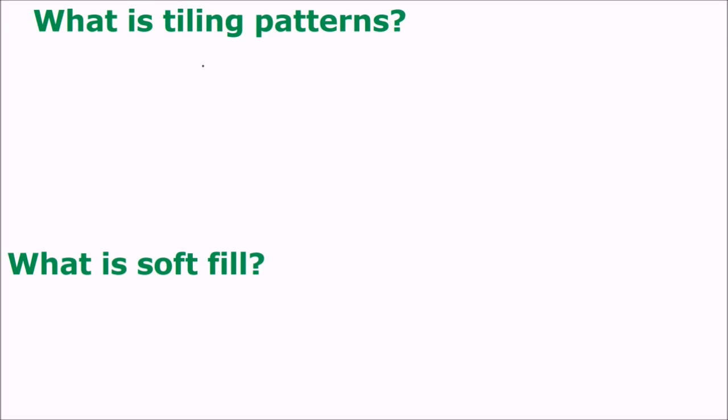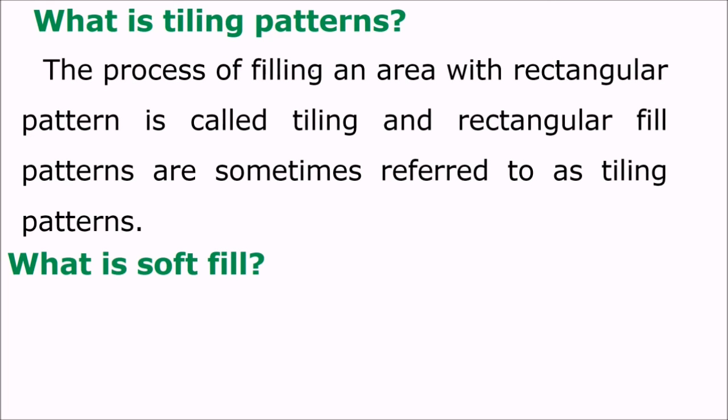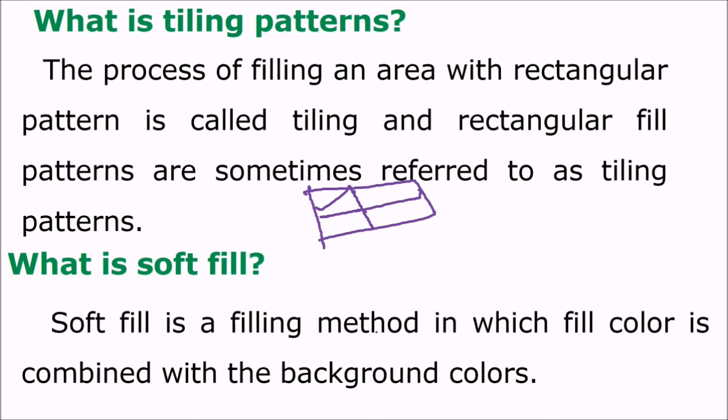What are tiling patterns? The process of filling an area with a rectangular pattern is called tiling, and rectangular fill patterns are sometimes referred to as tiling patterns. For example, if you want to fill this, you can use 4 tiles to fill it. What is a soft fill? It is a filling method in which the fill color is combined with the background colors. Only that color is not used; it combines with the background colors. It is a soft fill.